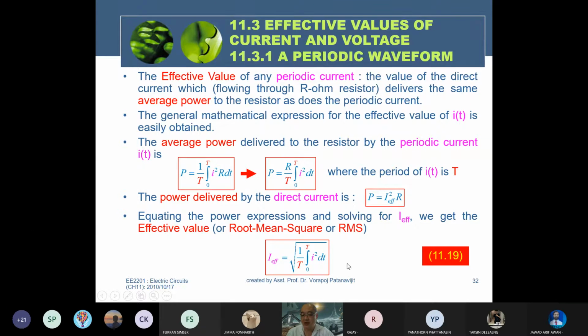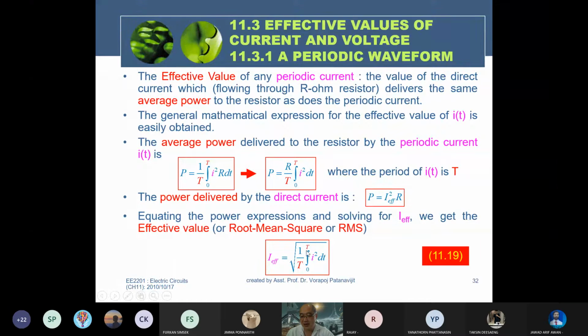This equation is not only used for the current, but it can also be used for voltage computation. The effective value can be computed by root, mean, and square. When you compute it, you meet the square root first. You integrate and average over one period, which means you find the mean of them.